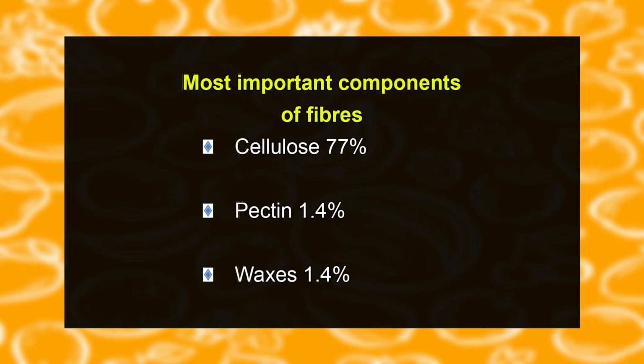Now let us talk about hemp. Hemp is the best fiber obtained from stems. It grows easily to a height of 4 meters without agrochemicals and captures large quantities of carbon. The most important component of fibers is cellulose, that is 77%, pectin 1.4%, and waxes 1.4%.